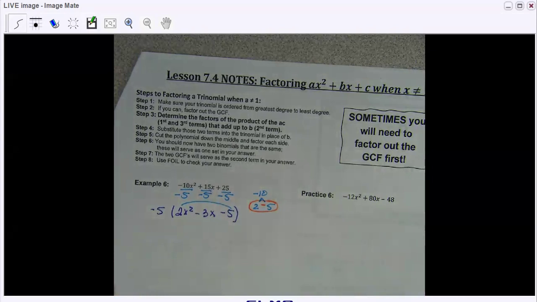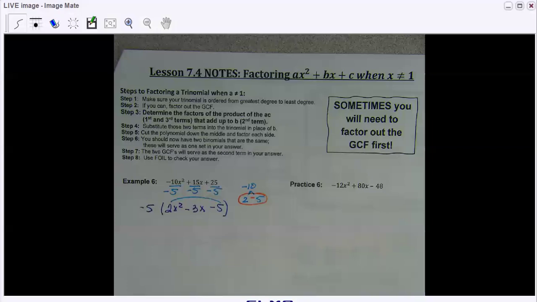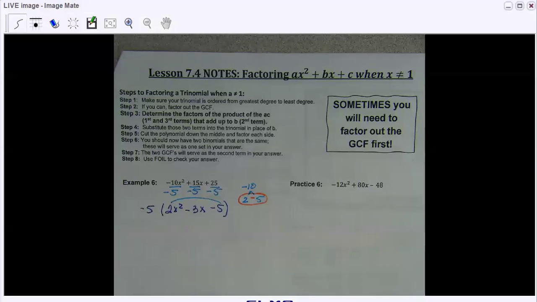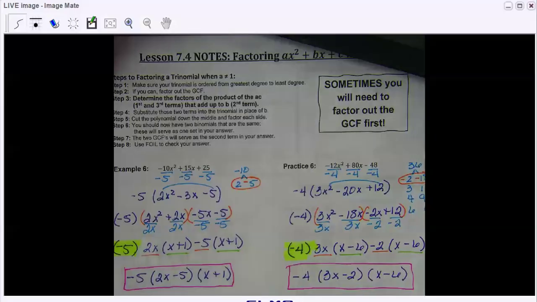What I'm going to have you do, because the rest of these are the same as what we've been doing, is I want you to go ahead and work on the rest of these on your own as practice, and then we're going to come back and check them. I'm going to go ahead and pause the video for right now. Okay, so here's example and practice 6. I want you to check your answers.